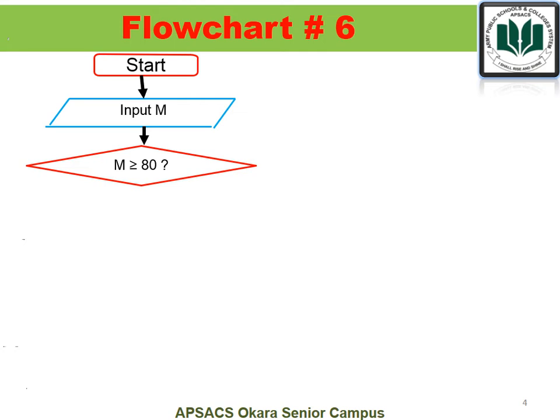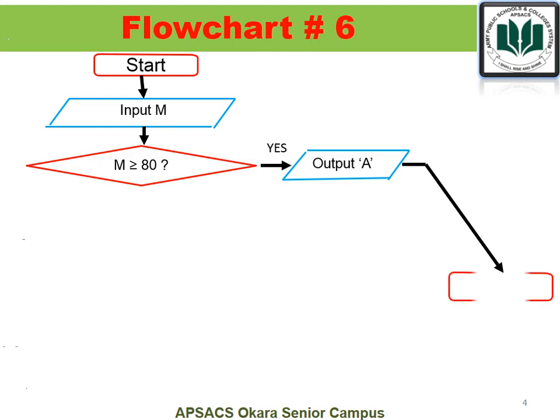Then we compare the marks with the specific criteria. If the marks are greater than or equal to 80, then what will happen? If it is yes, then we will print output A, and we will ultimately go to the last step, which is stop. And if the marks are not greater than or equal to 80, then what will happen? The no step will be followed.